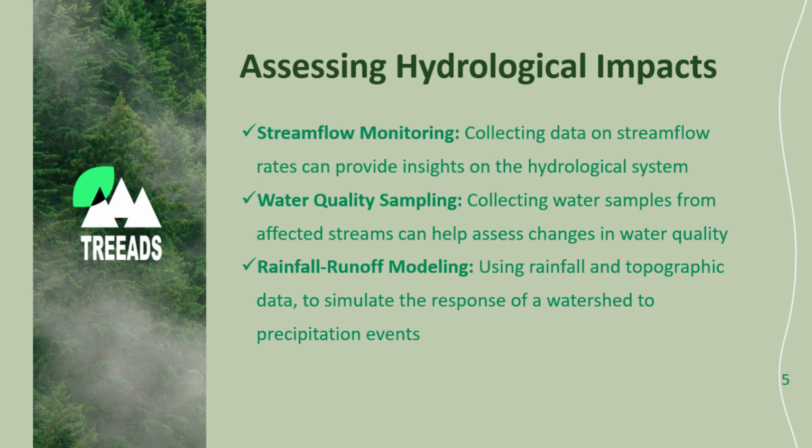Understanding the hydrological impacts of a wildfire is crucial for managing post-fire water resources effectively. Three methods to assess these impacts are stream flow monitoring, water quality sampling, and rainfall runoff modeling.